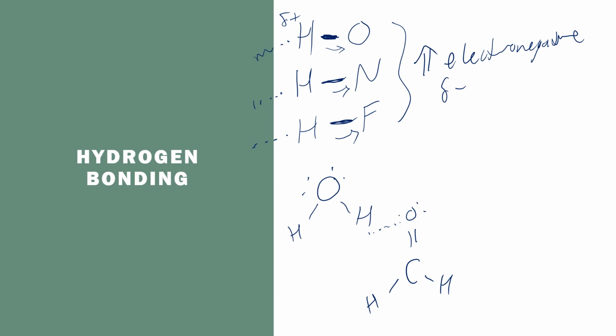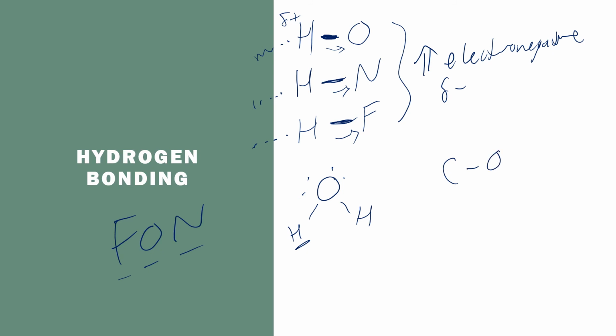So it's only the hydrogens that are directly bound to those three elements. I remember hydrogen bonding as FON, like fun, but it's spelled weird. So fluorine, oxygen, nitrogen. Anytime you have something with one of those bonds present, it can form hydrogen bonds with something else. Let me give you another example. Alcohols can form hydrogen bonds. So like this is methanol.